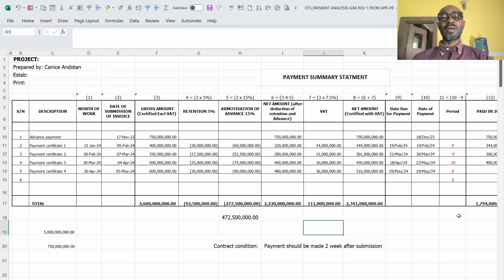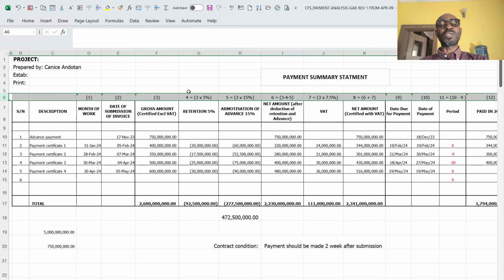Having said that, as you can see on my screen, it is a table that I have prepared where you keep your record in such a way that it is clear for whoever is interpreting this document. And for the purpose of learning, I have illustrated how the formulas in each of the cells are derived via what you're seeing on this row.